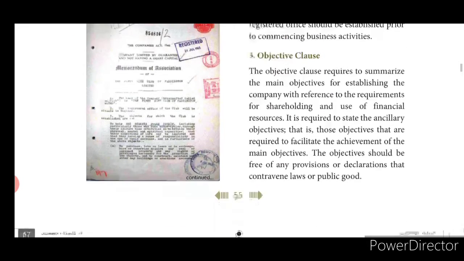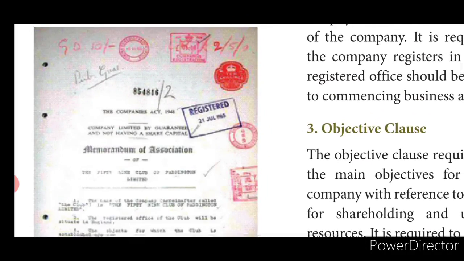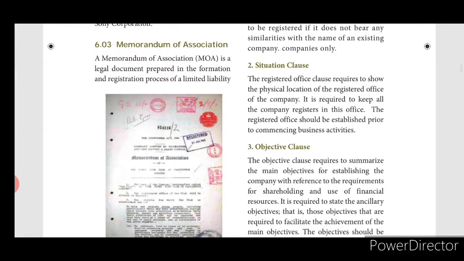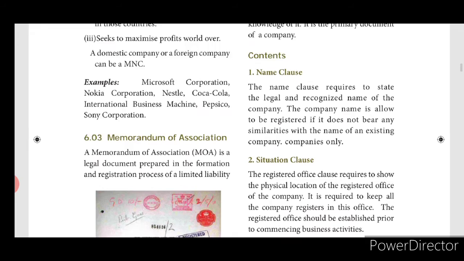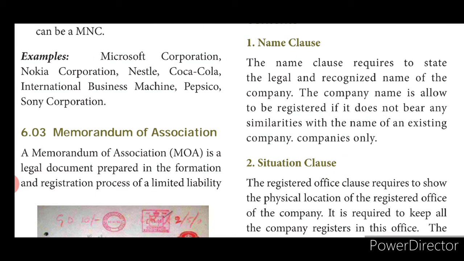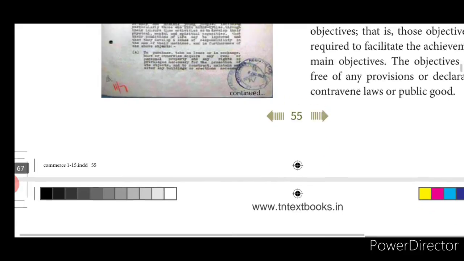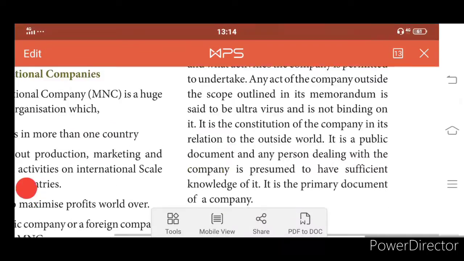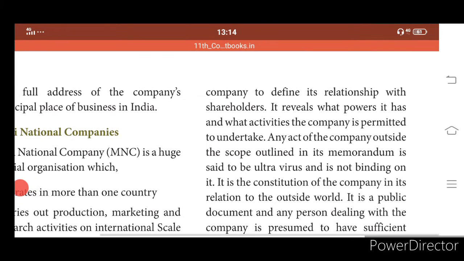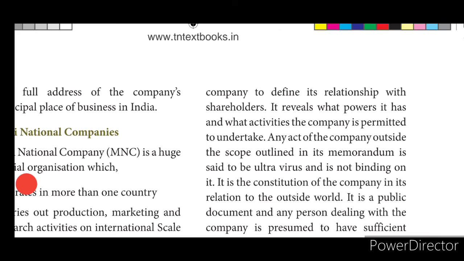See the picture over here. Can you see the picture? Like this only the memorandum will look. Let's see what information is given. A memorandum of association is a legal document prepared in the formation and registration process of a limited liability company. I already told you, right? So the liability of the company will be only limited, and the memorandum is formed for the limited liability company to define its relationship with the shareholders.